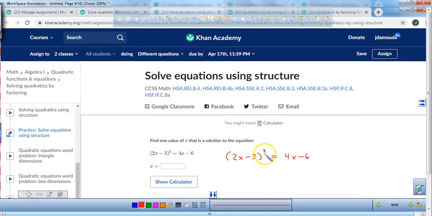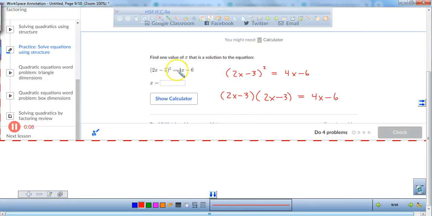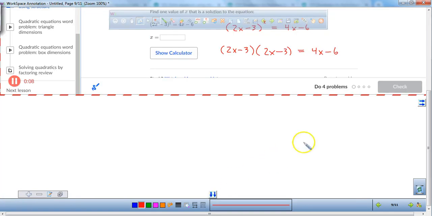(2x minus 3) being squared means I have (2x minus 3) times (2x minus 3), and that's all equal to 4x minus 6. When something's being squared, it means it's being multiplied by itself. The next thing we're going to do is factor a 2 out of the right side, because 2 is divisible into a 4 and into a 6. It's going to be 2 times (2x minus 3), and we're just going to bring this down.